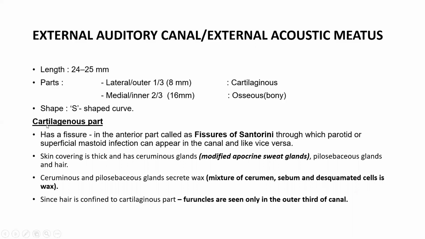So starting with the cartilaginous part, it has important fissures. That fissure is known as the fissures of Santorini, through which parotid or superficial mastoid infection can appear in the canal. Sometimes the infection of the parotid or the superficial mastoid can appear in the cartilaginous part of the external auditory meatus through one fissure. That fissure is known as the fissure of Santorini, or vice versa.